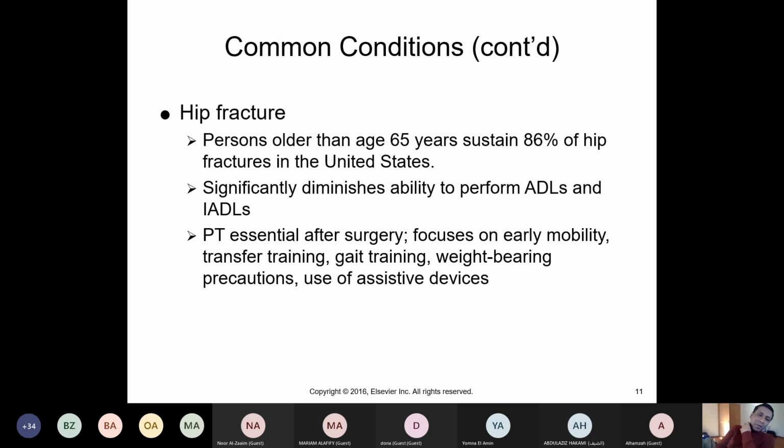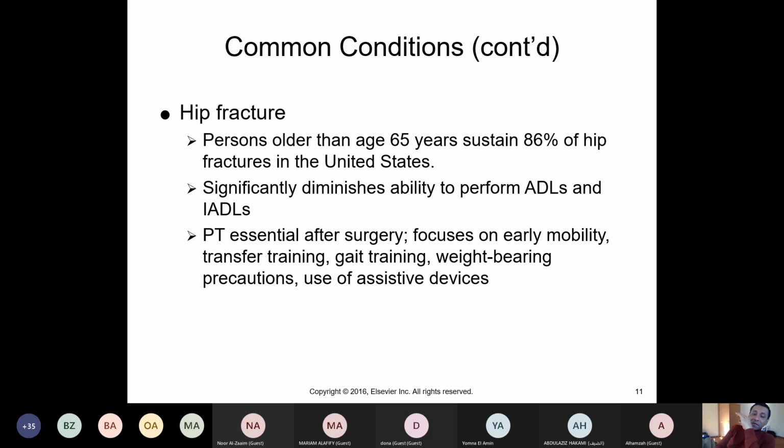I mentioned this earlier in the lecture. People older than 65 years old, 86% likelihood of breaking their hips in the United States. Once you break your hip, it's extremely painful, and the recovery is very, very slow. It severely impacts the ADLs, what you are able to do by yourself every day.